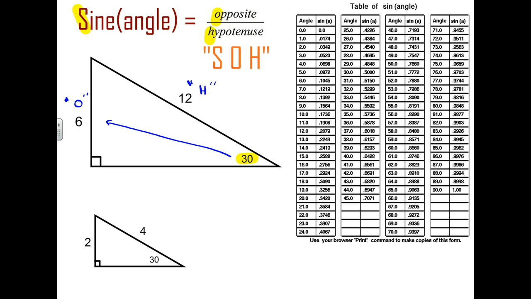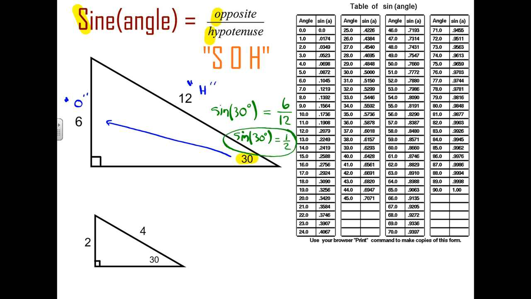So what is the sine of 30 degrees? The way I write this out is I take the sine of the angle, which is 30 degrees, and that's equal to the opposite side, which is 6, divided by the hypotenuse, which is 12. If you know your fractions, 6 over 12 is 1 half. So what this says is the sine of 30 degrees is equal to 1 half.